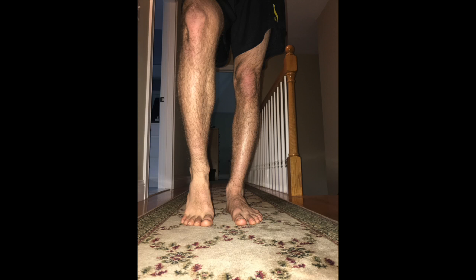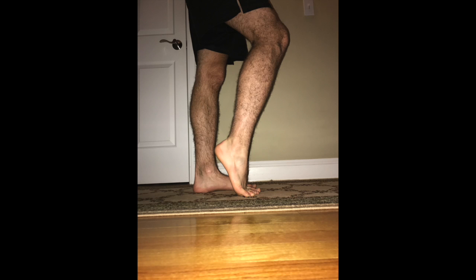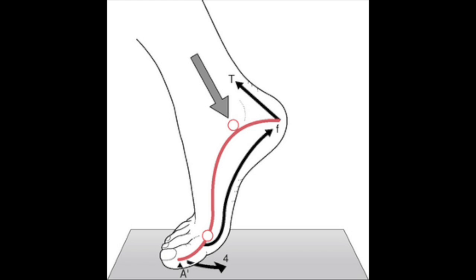Toe off is when the hip becomes less extended and more flexed. The knee is flexed from 35 degrees to 40 degrees, and plantar flexion of the ankle increases to 20 degrees. In toe off, the toe leaves the ground.